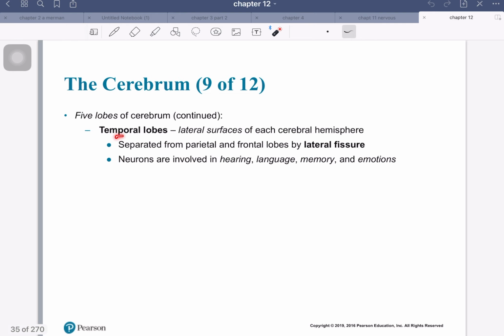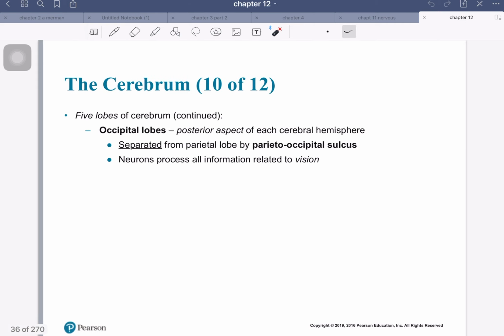The temporal lobe, lateral surfaces, and it's separated from the parietal and the frontal lobe by the lateral fissure, which we had a look at just moments ago. Its role falls into the categories of hearing, language, memory, and emotion. The occipital lobe is at the posterior aspect of the cerebral hemisphere, and it is separated from the parietal lobe by the parieto-occipital sulcus. And really, this is related to vision.